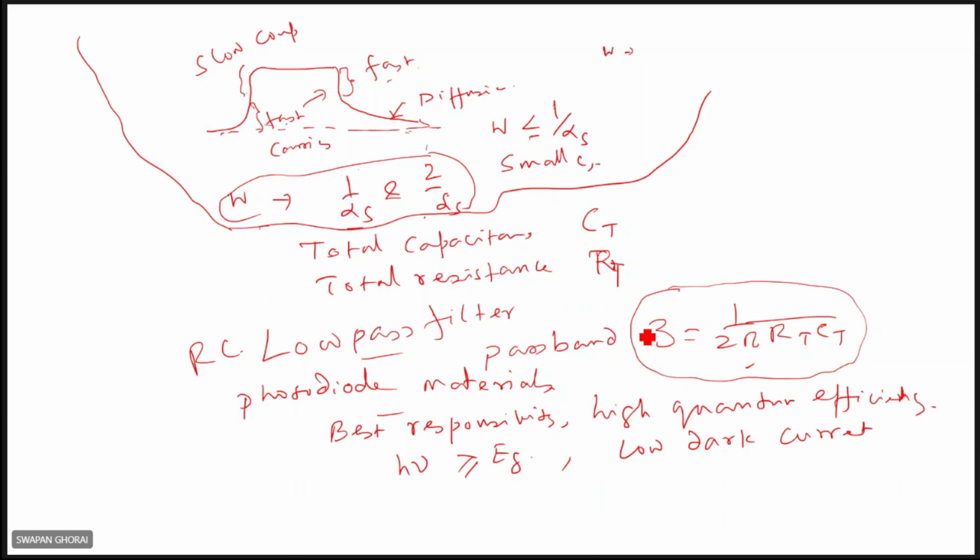Well, another thing is the photodetector materials. Generally, photodetector materials should be chosen in such a way that they provide high sensitivity, high responsivity, as well as high quantum efficiency. We can achieve this if the photon energy is greater than or equal to the band gap energy. Also, there must be low dark current. Then only you can have the best responsivity as well as high quantum efficiency.